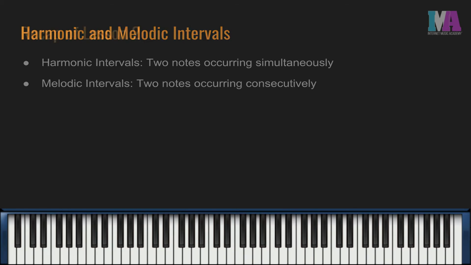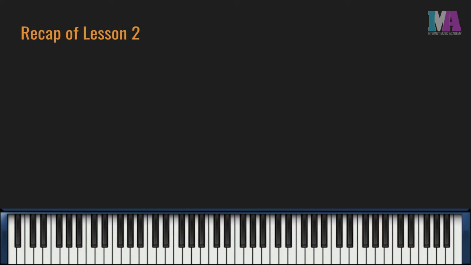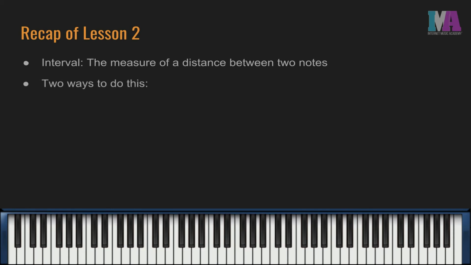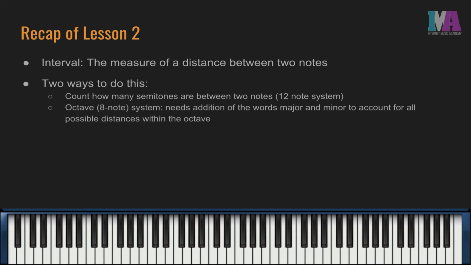So to recap this lesson, an interval is a measure of the distance between two notes. The two ways we can do this is by counting the number of semitones, a 12-note system of naming the distance, or by the octave system of naming notes, which relies on the words major and minor to create all the possible distances between the 12 semitones within one octave. Also, intervals can be either melodic or harmonic, depending on if they are played separately or together.